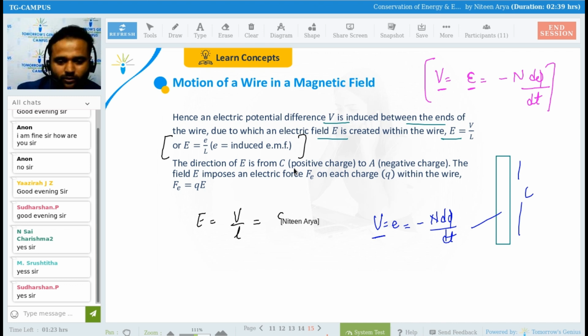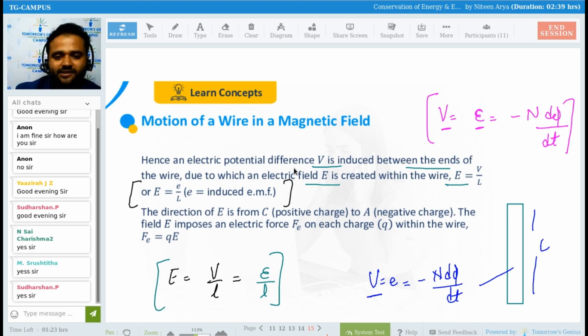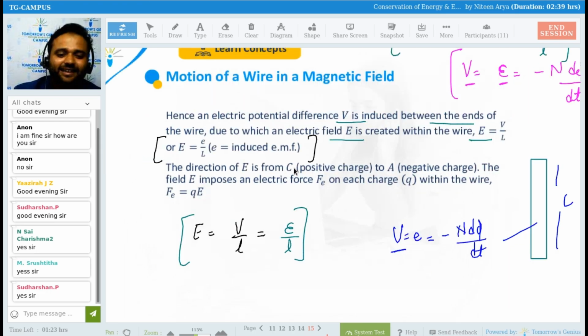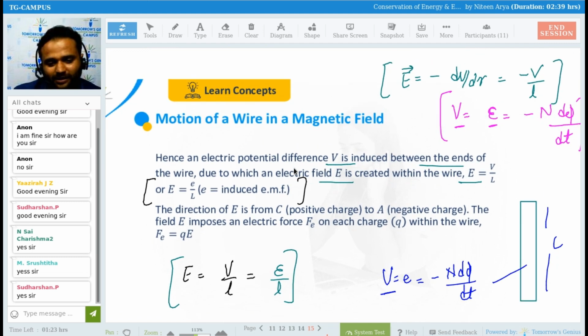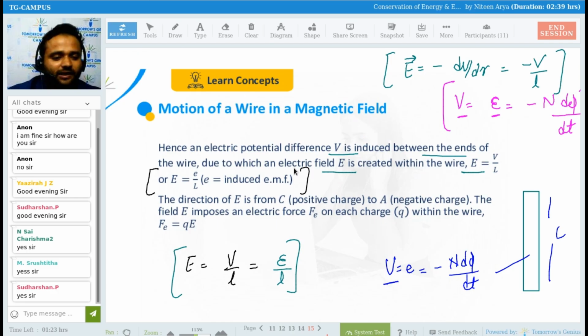In general, I hope you know where this relation V by L comes from, because we have the general relation: electric field equals minus dV by dr. So for a greater length, I can write minus V by L, and I skip the negative sign. Why so? Because V is a potential, but electric field is a vector. How can I do that? I can do that because the negative sign just tells me the direction is in the opposite direction. Nothing more than that. Clear?